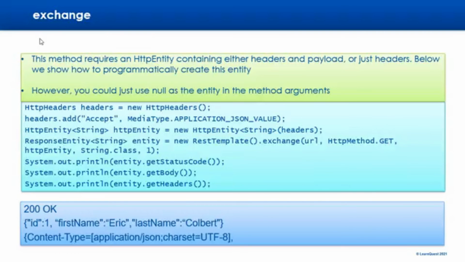With this approach, we can get the status code, we can get the body, and we can get the headers, and you can see them there. Looks like we did get JSON back because that's what we asked for with our accept header. If you didn't want to send an entity with any headers in, you could just put null in the third argument of the exchange method.